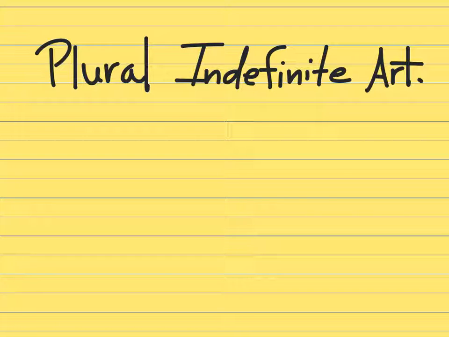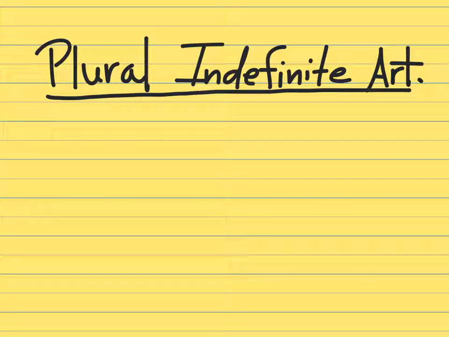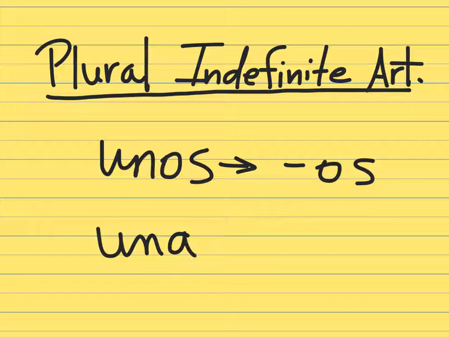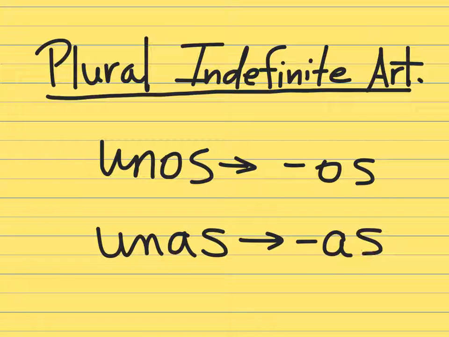Okay, so now in Spanish you have plural indefinite articles, and they are also going to be gender related. So you have unos for nouns that end in os, that would be masculine plural, and unas for nouns that end in as, which would be feminine plural.